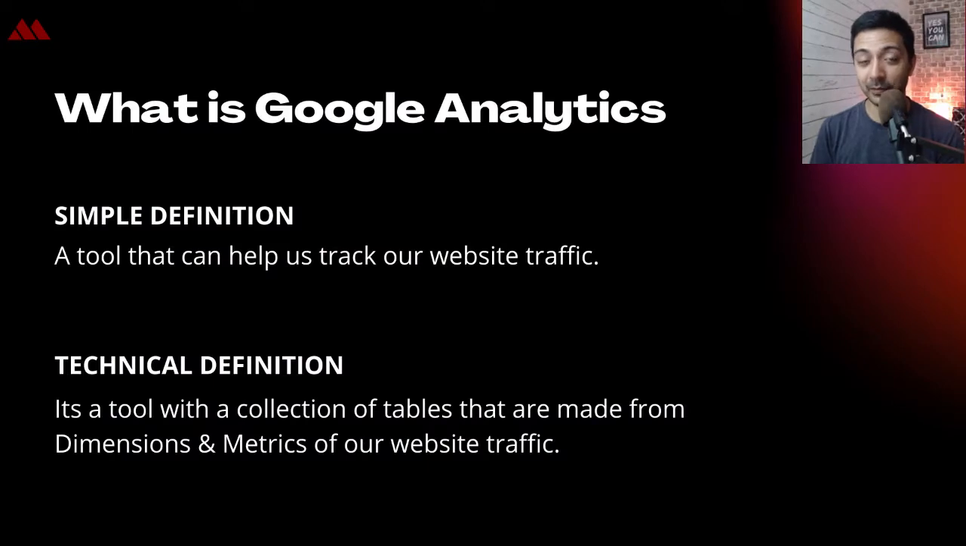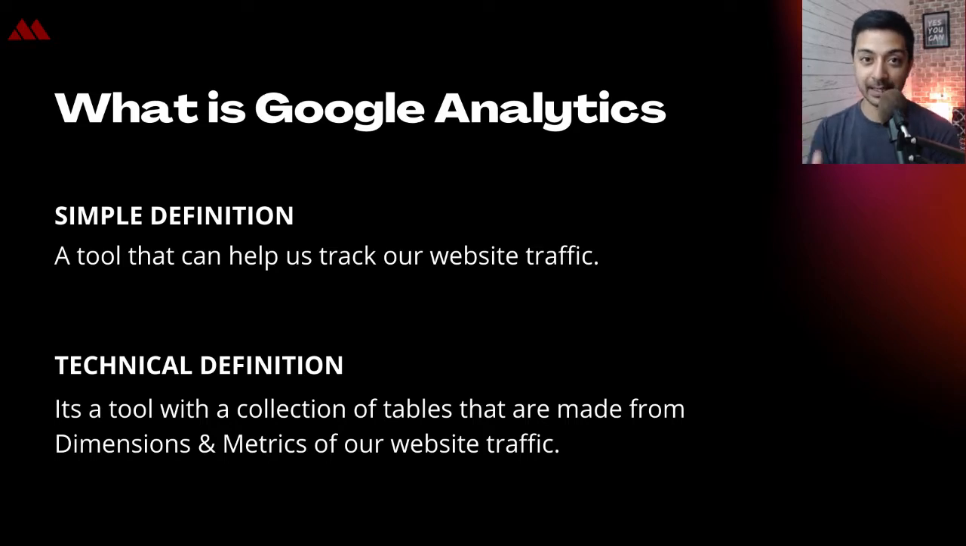In simple terms, we can say that Google Analytics is a tool where you can see the traffic of your website and how your different pages are performing in terms of traffic. But if we talk in terms of statistics or technicalities, it's a tool with a collection of tables, and in those tables we have dimensions and metrics, and that is actually the baseline of all the things you see on Google Analytics. It's all about tables in Google Analytics, and then it shows a graphical representation of that table.